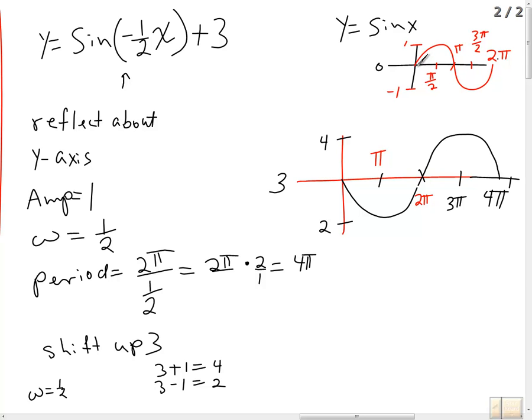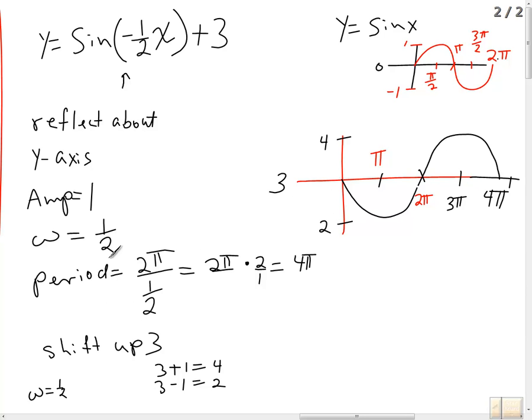So instead of the graph starting up and to the right, it's going to start up and to the left, come down and around, and then come around the other way, so that makes it look like it reflected about the x-axis. So we want to do that first. And we see that it's shifted up 3, so our baseline is going to be 3. And since our amplitude is only 1, it's going to be up 1 to 4 and down 1 to 2.